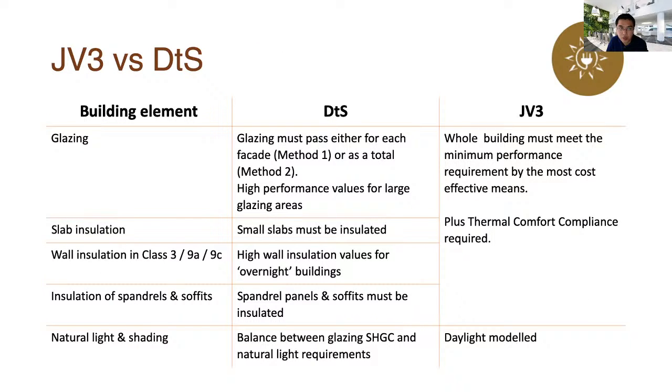So as you can see with this table, there's a simple comparison between the DTS pathway and the JV3 pathway. You can see for glazing for DTS, we must assess each facade, and the high performance values will be used for large glazing areas. And for slab, small slabs should also be insulated, and higher wall insulation and spandrel will be needed. But for JV3 modeling, we will assess the building as a whole, and then we can compare it with the reference building. The benefit of doing JV3 is that we will have the building model, so it will be easier for us if we need to do daylight modeling.